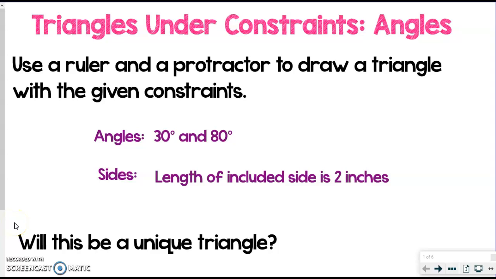Now we're going to look at triangles under constraints when we focus on the angles. There'll still be side lengths that we're talking about, but we're going to focus on the angles, not just side lengths like we did last week. So, this was the example that we talked about yesterday when we constructed the triangle.